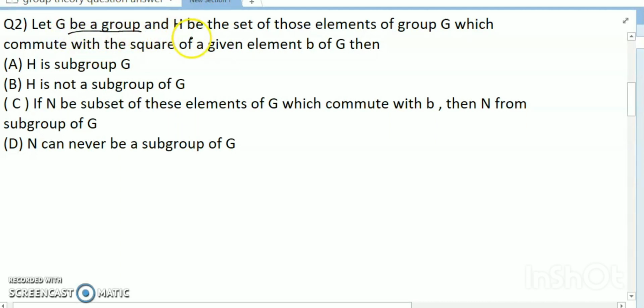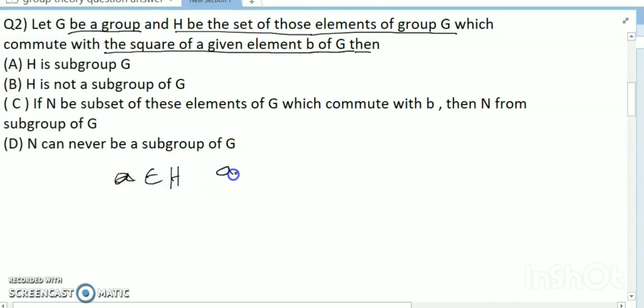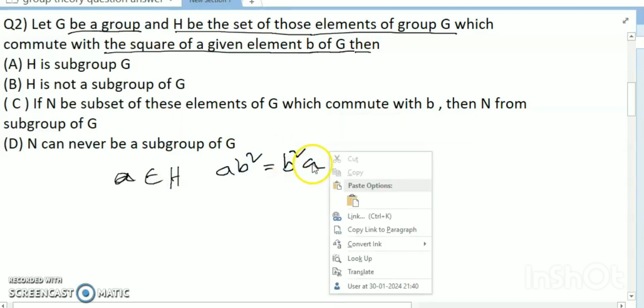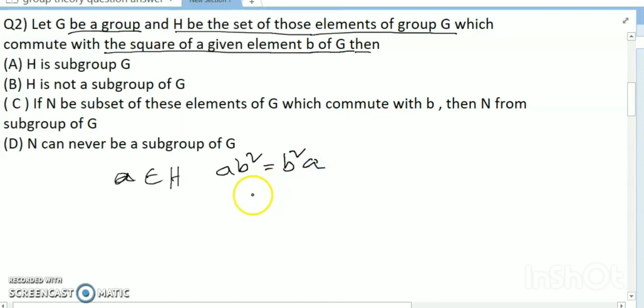Let G be a group, this is the first important mark. G be a group and H be the set of those elements of group G which commute with the square of a given element b of G. So H is the set of those elements. Suppose a belongs to H, which commutes means a b square is equal to b square a.